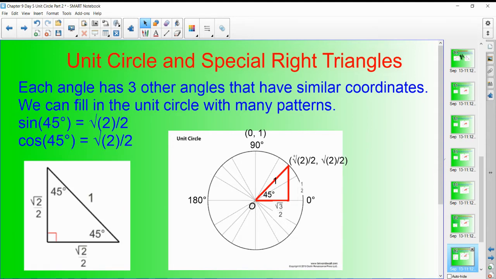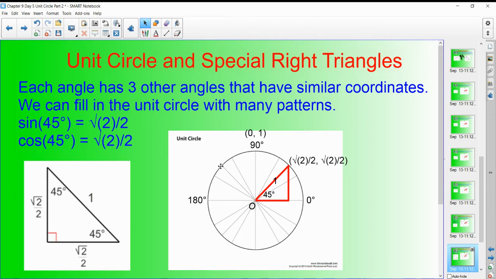And the 45-degree angle is very similar, except those are not square root of 3 over 2 and 1/2. Don't do that. Those are square root of 2 over 2, both of them. It's an isosceles right triangle. Both of these lengths are the exact same. This is the middle. So square root of 2 over 2 and square root of 2 over 2.